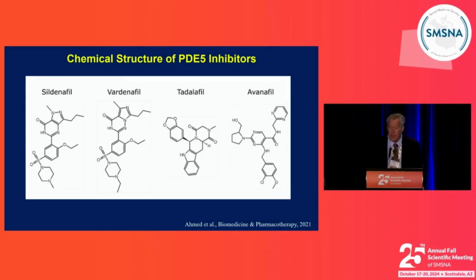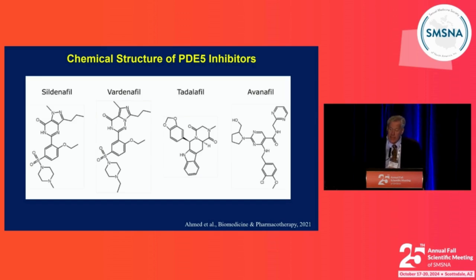So here are the big 4 PDE5 inhibitors. The big 3 that came out first were sildenafil, vardenafil, and tadalafil. You can see that sildenafil and vardenafil look very similar. They both have 4 ring structures, but if you look closely, there are minor differences. And those minor differences are enough to have a huge effect on the IC50 of vardenafil compared to sildenafil.